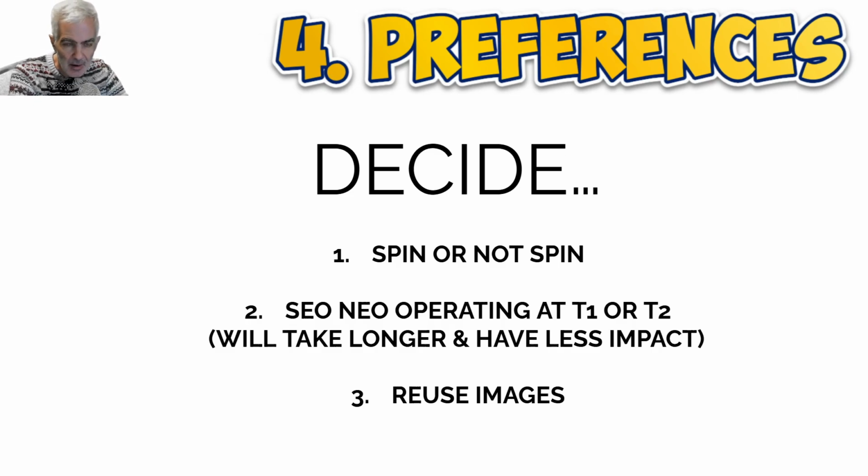Okay? If you are operating it at Tier 2, obviously SEO NEO is not sending its full power at the links. It's sending its full power at the pillow and then to the link. So it's going to take longer and have less impact.